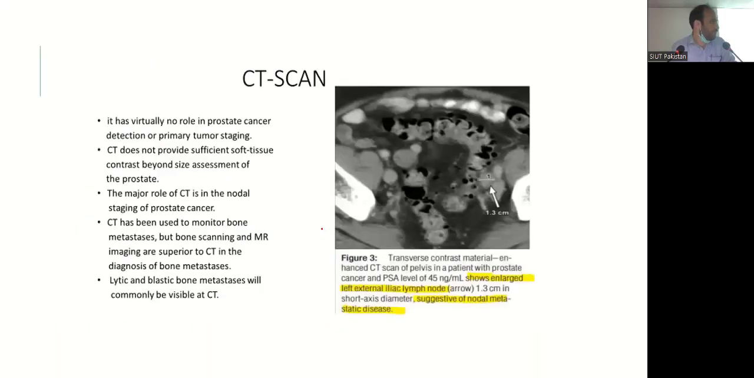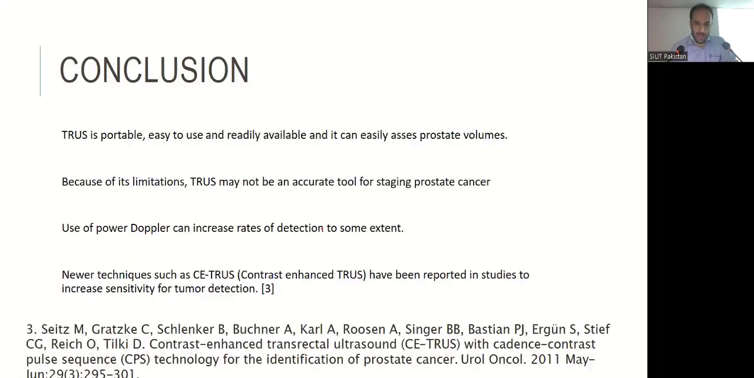So we have Dr. Amit Lalwani with us. Is there any role of cancer detection during TRUS? And what is the sensitivity of TRUS?